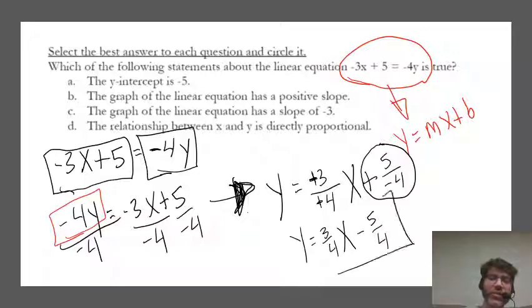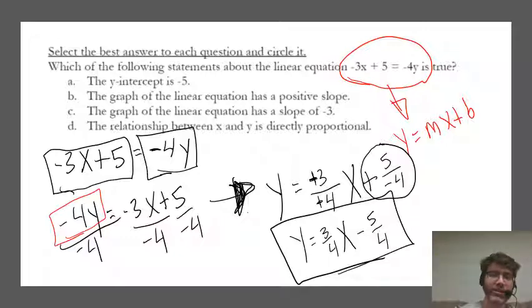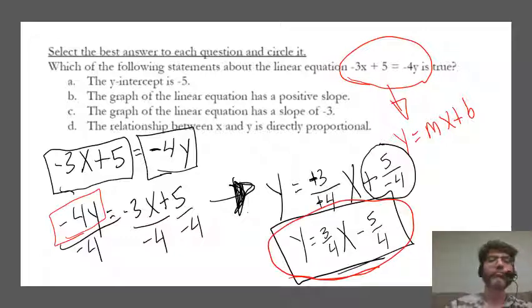So this is the equation that is in proper slope intercept form. Now, using this equation that I'm circling here in red, looking at that and that only, you can now proceed to answer questions. Okay, so let's go. A, the y-intercept is negative 5. No, the y-intercept is negative 5/4. Cross that off.